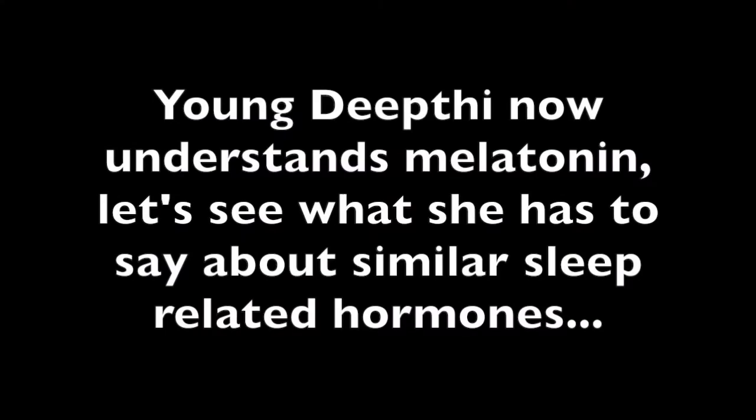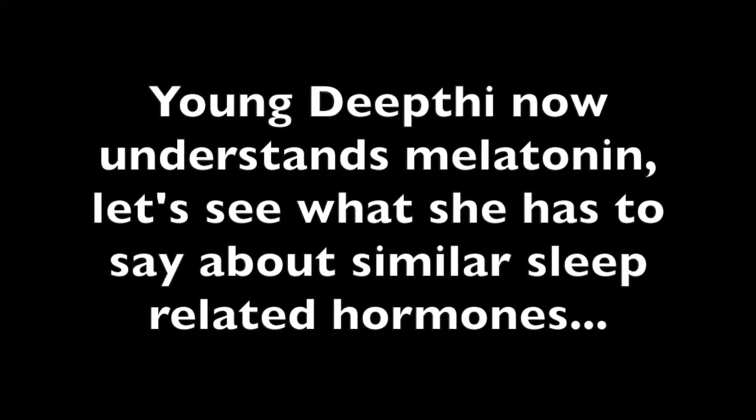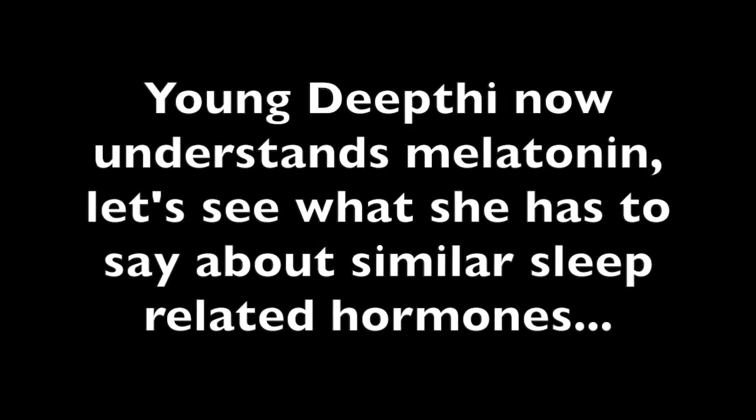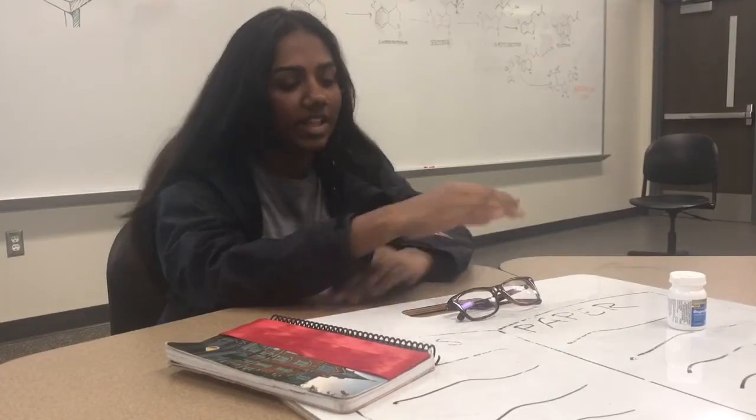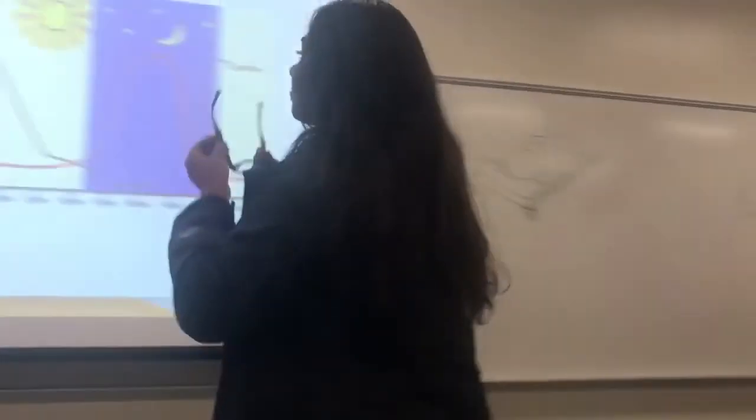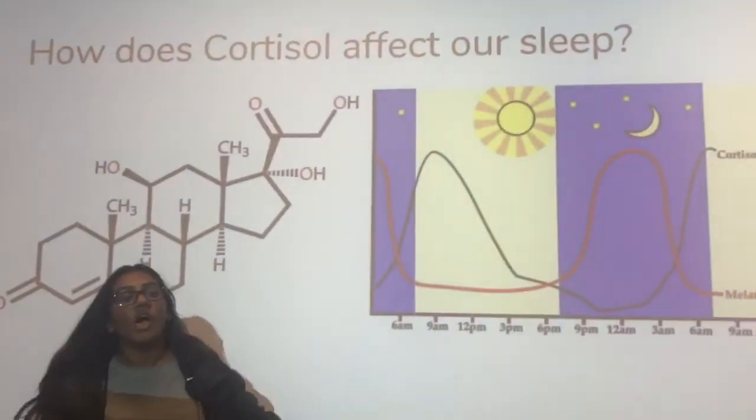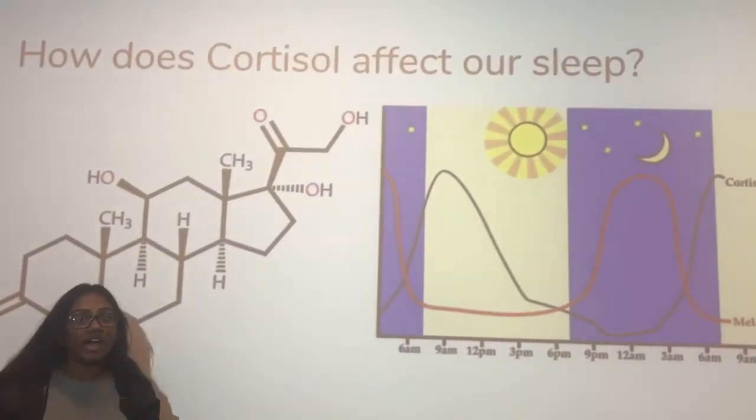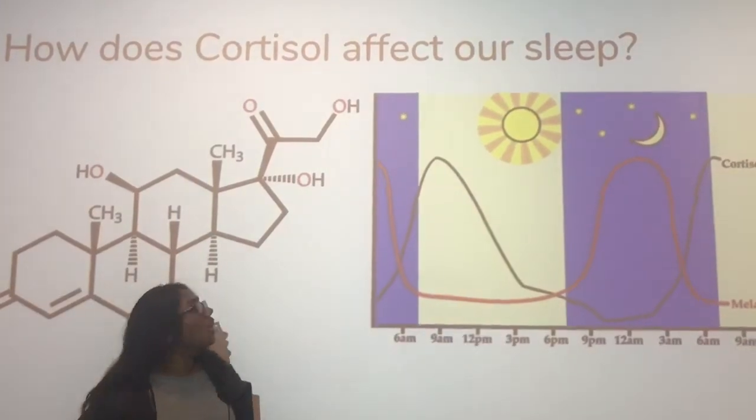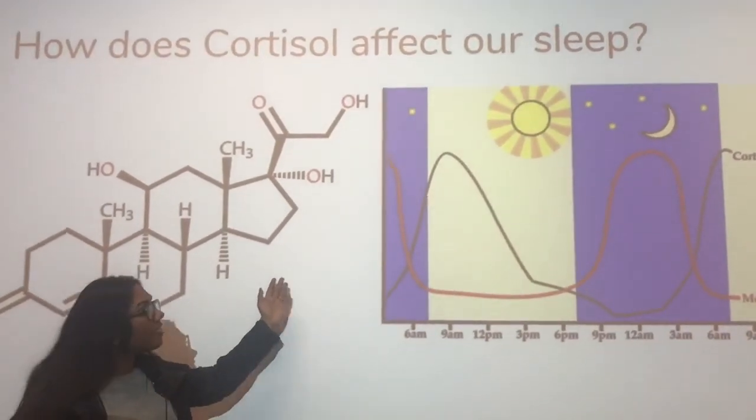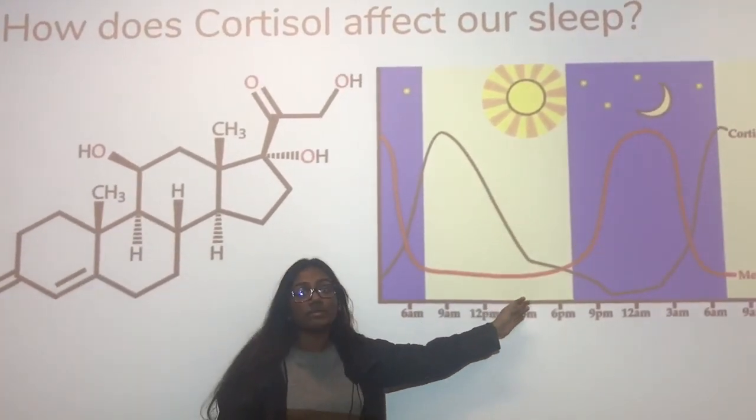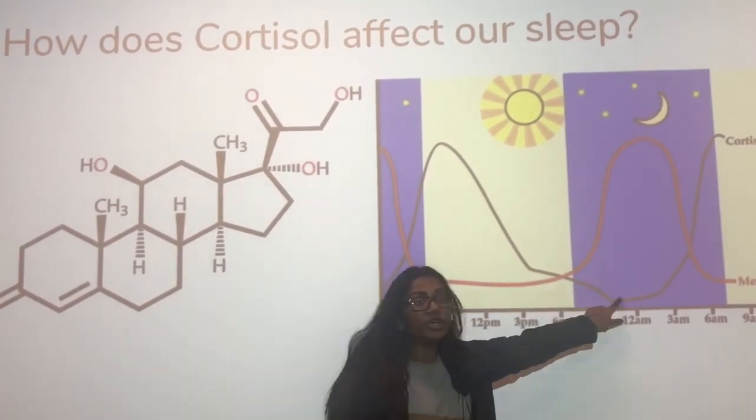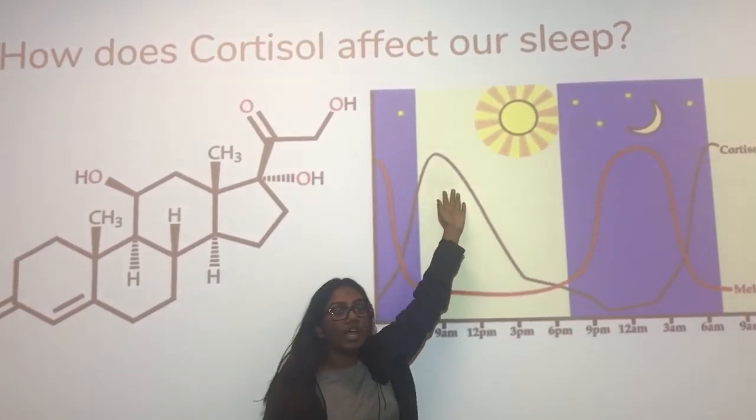However, melatonin is not the only hormone that affects our sleep. Let me explain. Cortisol is another type of hormone found in our body that also affects our sleep. Cortisol is a stress hormone, and this operates on the opposite cycle as melatonin. It decreases just before you go to bed and it increases when you wake up.